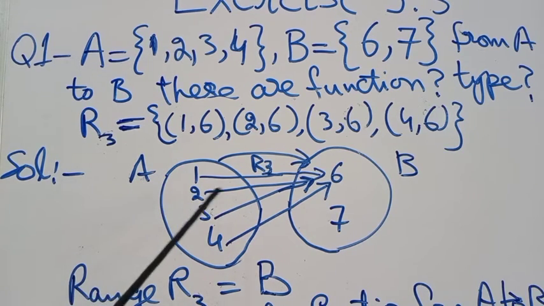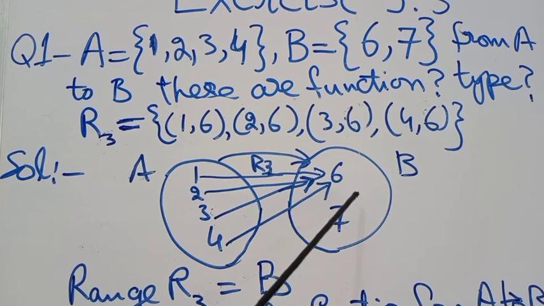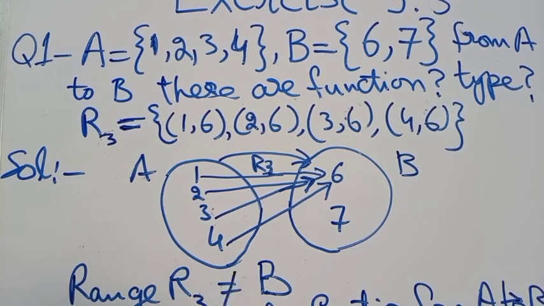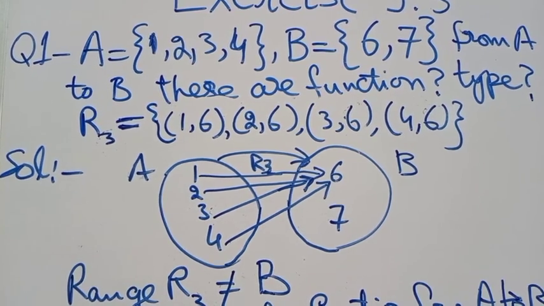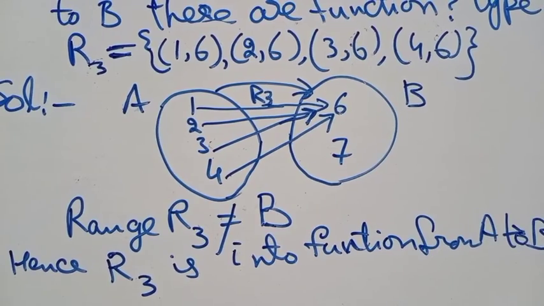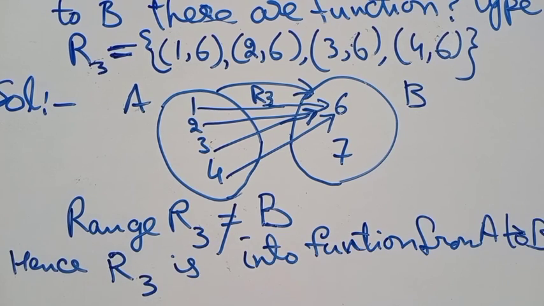Next we have to show what type of function this is. We observe that the range of R3 is not equal to set B. It means there is only one element which makes a relation with all elements of set A, and the other element is pending. Its range does not cover the complete set B. Hence this is a function, and it is an into function from A to B.